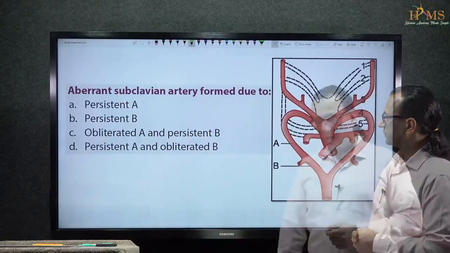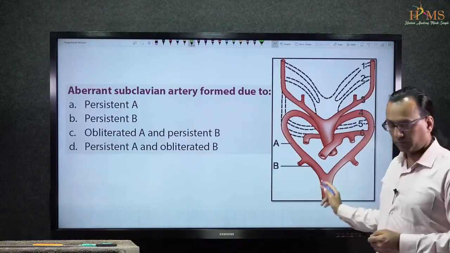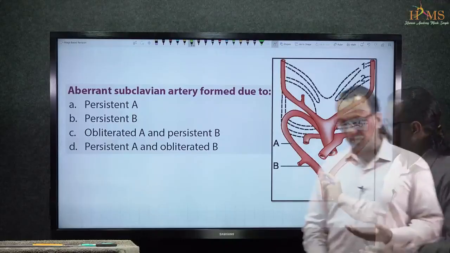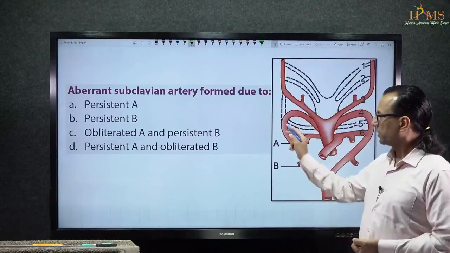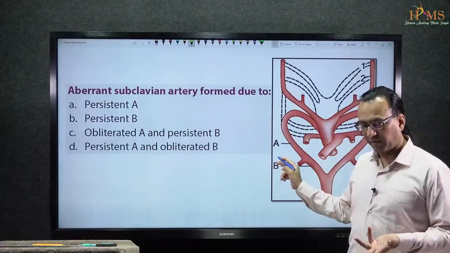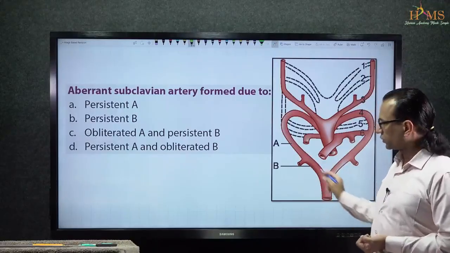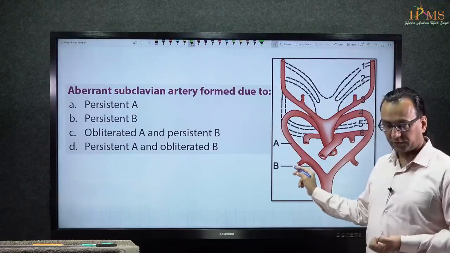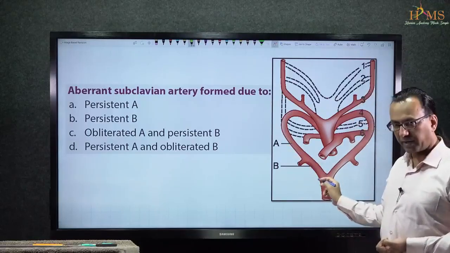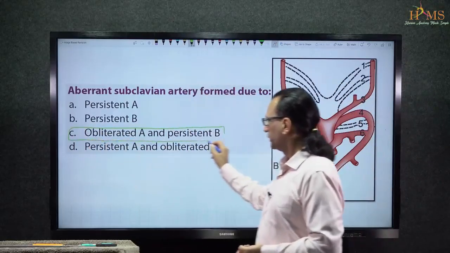So as we come back to our question, why we have aberrant subclavian artery, it is understood that here part A gets disappearing and part B is persisting. That is, the distal part of the right dorsal aorta is persisting. As such, the fourth arch artery and the proximal part of the right dorsal aorta are obliterated, and this time the aberrant subclavian artery right-sided is coming from two contributions, that is the distal part of the right dorsal aorta and intersegmental artery number 7. Hence the answer should be the absent A and persisting B, or the answer is choice number C here.